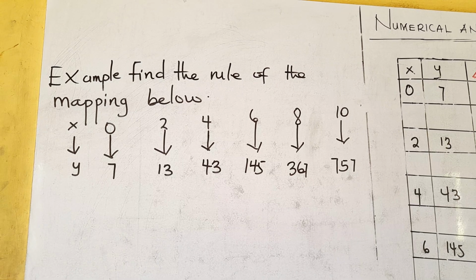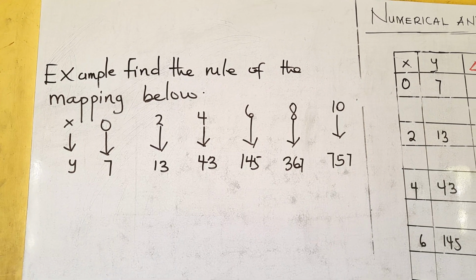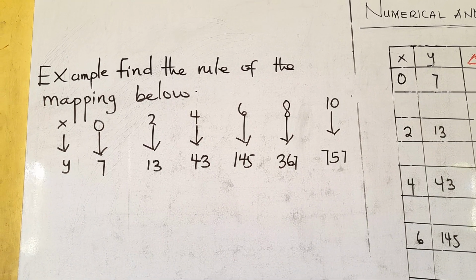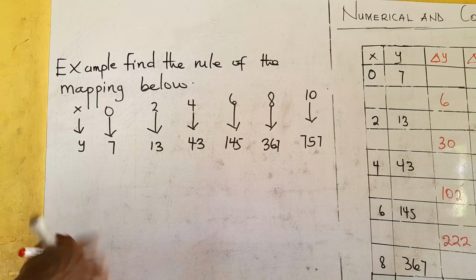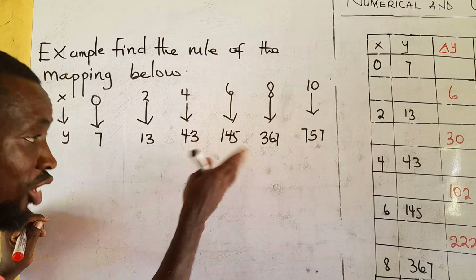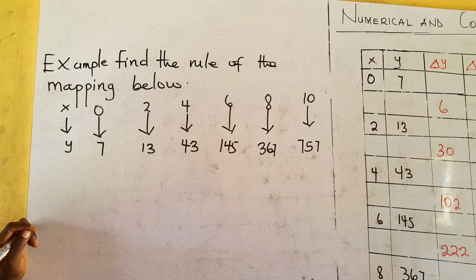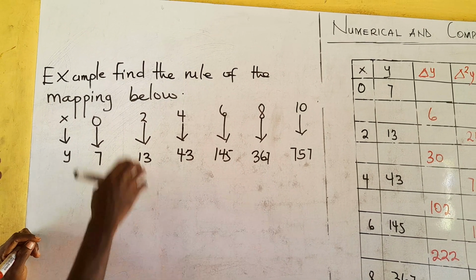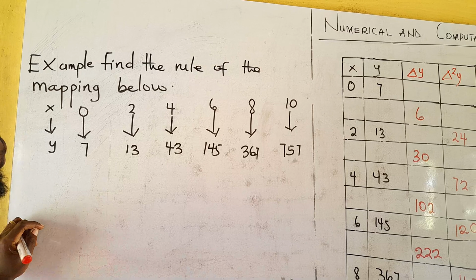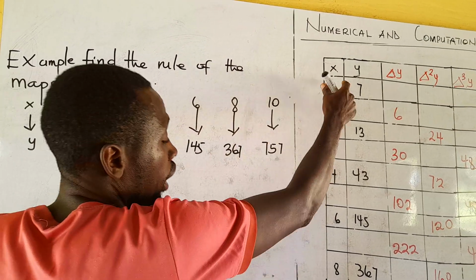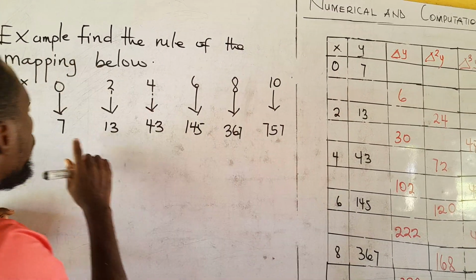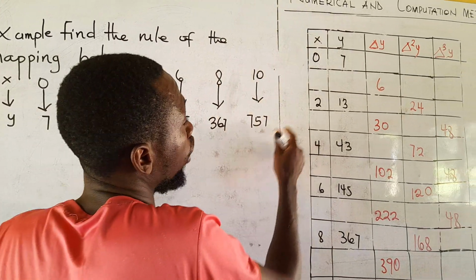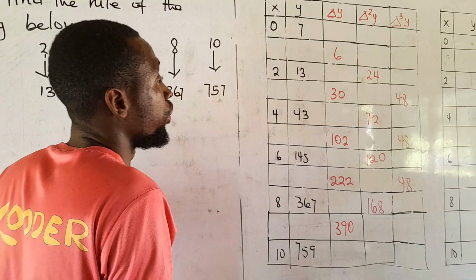So the last example is we should find the rule of the mapping below. So this is a mapping. Maybe someone knows mapping and you're asked to find the rule for this mapping. How do you do that? Okay. So you need to construct a difference table for this. You write all the values of the x here, and their corresponding values of the y there. Then we find the first difference.